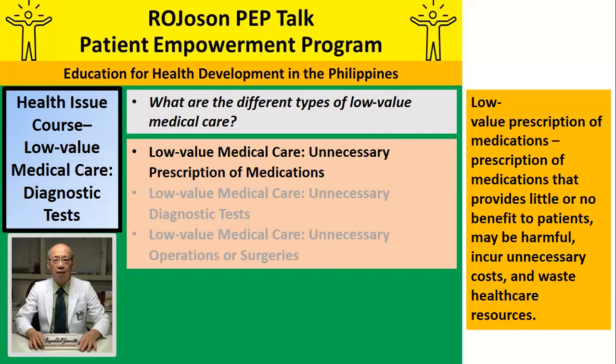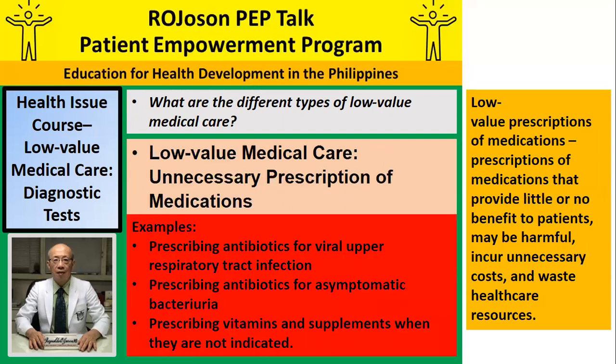So when you say unnecessary prescriptions of medications, these are the prescriptions done by the doctors that provide little or no benefit to the patients, are harmful, incur unnecessary costs, and waste healthcare costs. Examples of unnecessary medications: prescribing antibiotics for viral upper respiratory tract infection, which is not indicated; prescribing antibiotics for asymptomatic bacteriuria, where bacteriuria means you have bacteria in the urine based on the diagnostic test; and prescribing medicines and supplements when they are not indicated.